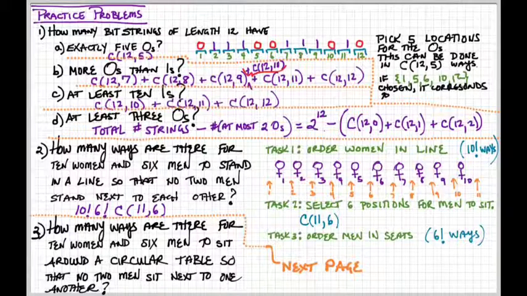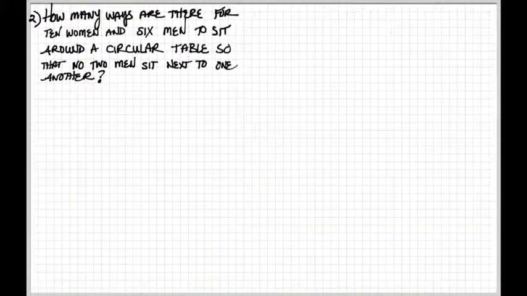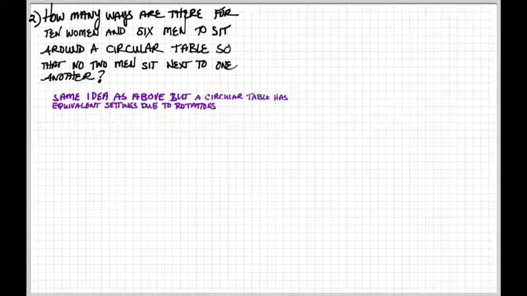For the final question, I'm going to go to the next page, and we're going to put the same arrangement of men and women around a circular table. The difference with a circular table is that a rotation of a seating arrangement is considered equivalent. So we don't want those to be counted as different arrangements.